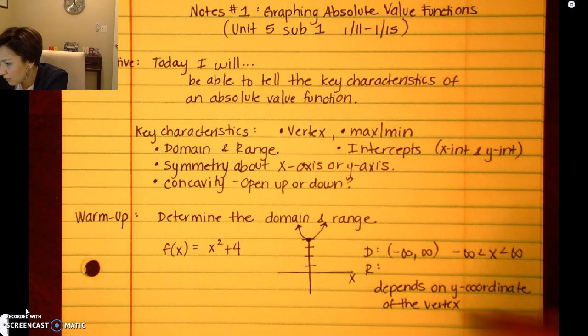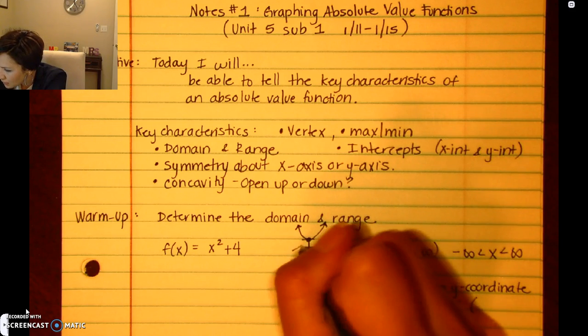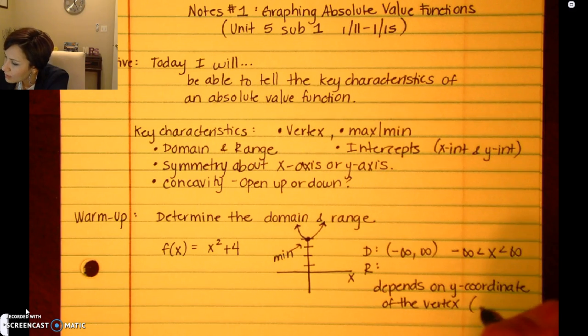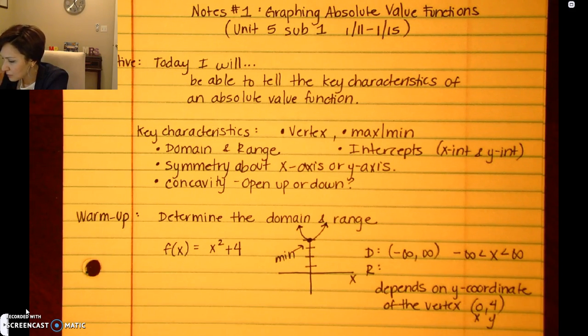of the vertex. So for example, in this case, what is the vertex? The vertex is a minimum. It is the lowest point on the graph. And in this case, the vertex is (0, 4). The y-coordinate of the vertex is 4.